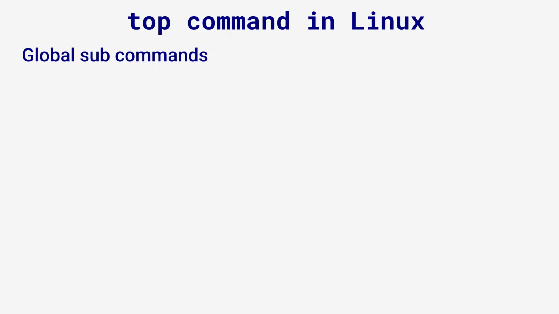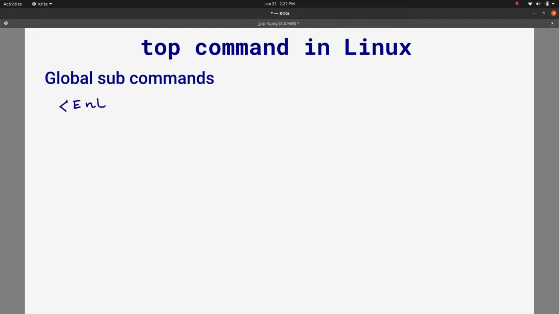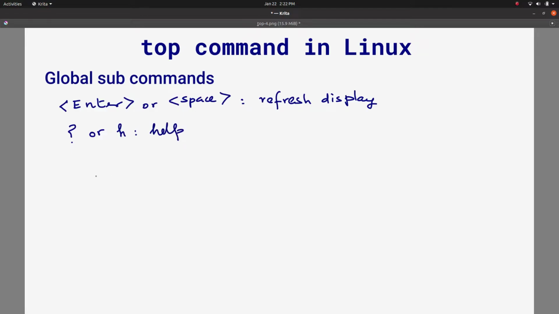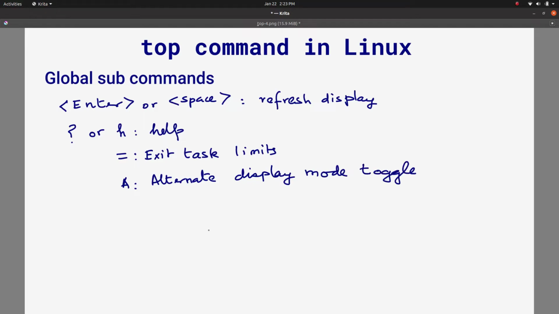Now let's look at top subcommands which you can give when top is running, and these commands relate to overall top functionality. By pressing the enter key or space bar, you can refresh the display. Lowercase h displays the help screen and the second h displays the alternate display mode help. Equal to clears the restrictions in the task area. Suppose you want to reset the effect of I, N or P commands, you can use equal to for that.